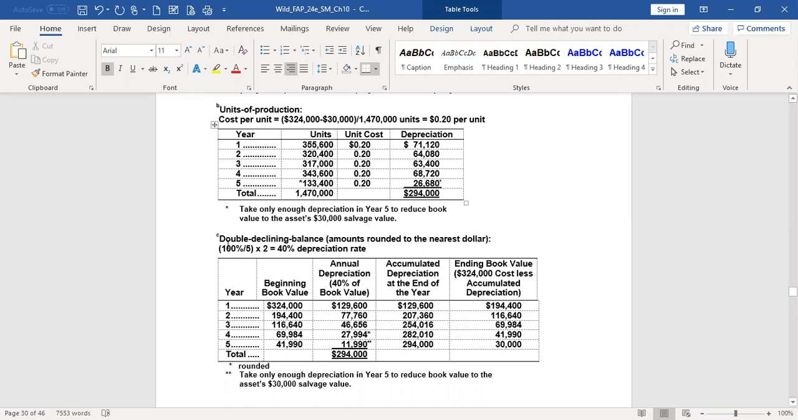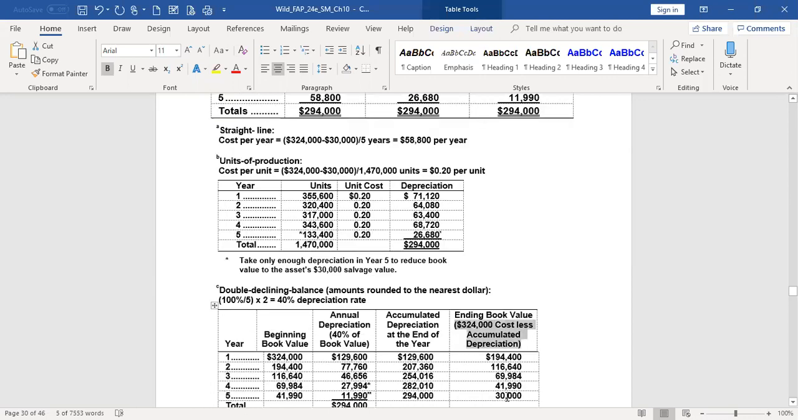We take the straight line rate, which is 1/5 or 100% over 5. That'll give you 20%. Then multiply that by 2, double it, 40%. So every year you're going to use 40% to calculate that year's depreciation. Now, what do you multiply the 40% by? The beginning of that year's book value of the asset.